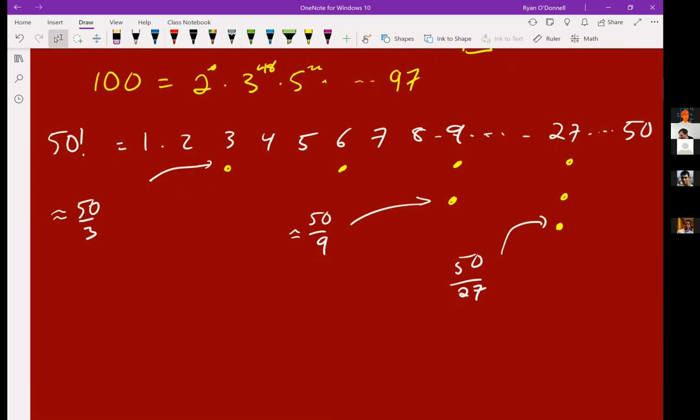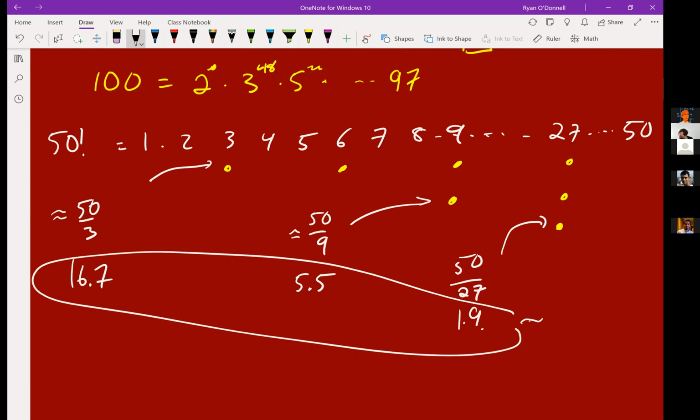That's it. So if we forgot that you have to floor each of these, 50 divided by 3 is 16 point something, 16.7. This is going to be like 5.5. This is going to be 2-ish, a little bit less than 2, 1.9. So we add these up, we get 21, 22.2, 24.2. This is going to be like 24.1 or something. I just made that up. Somebody can do it with their calculator.